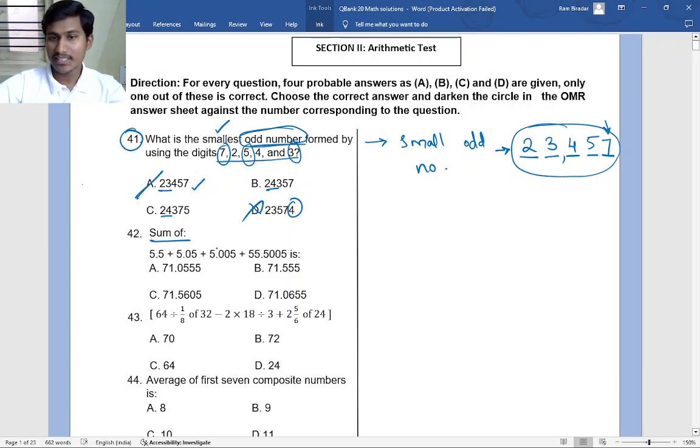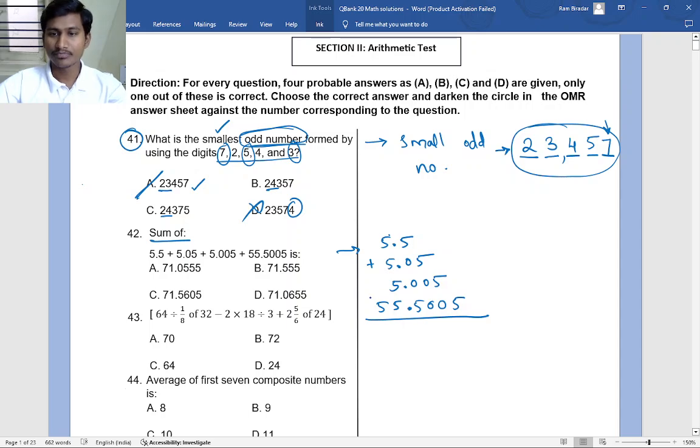So what will be the answer here? 5.5 plus how much? 5.05, and then plus 5.005, and then 55 point how much? That is 5005. So should we add them now? Let's do that. Here, where there is nothing, 0 will be there.